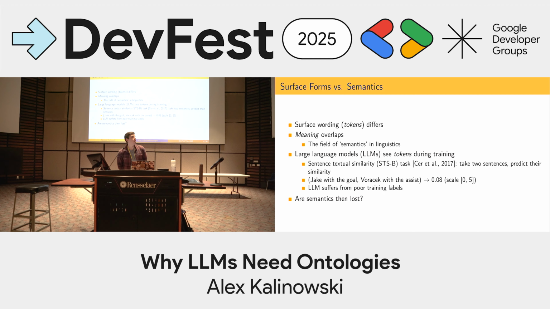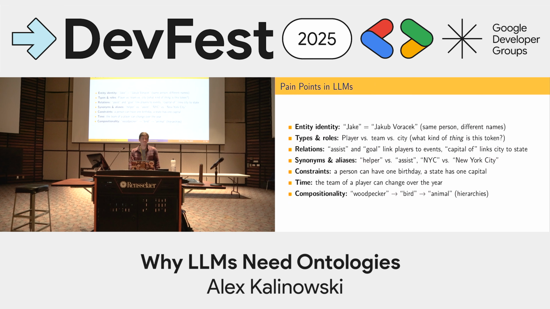So then, are these semantics lost when we use these large language models? And if they are, how can we inject them back? So some of the other pain points in using LLMs: entity identity, right? Here, Jake, that's mentioned in the sentences, is the same as Jakub Voracek. So same person, different names.